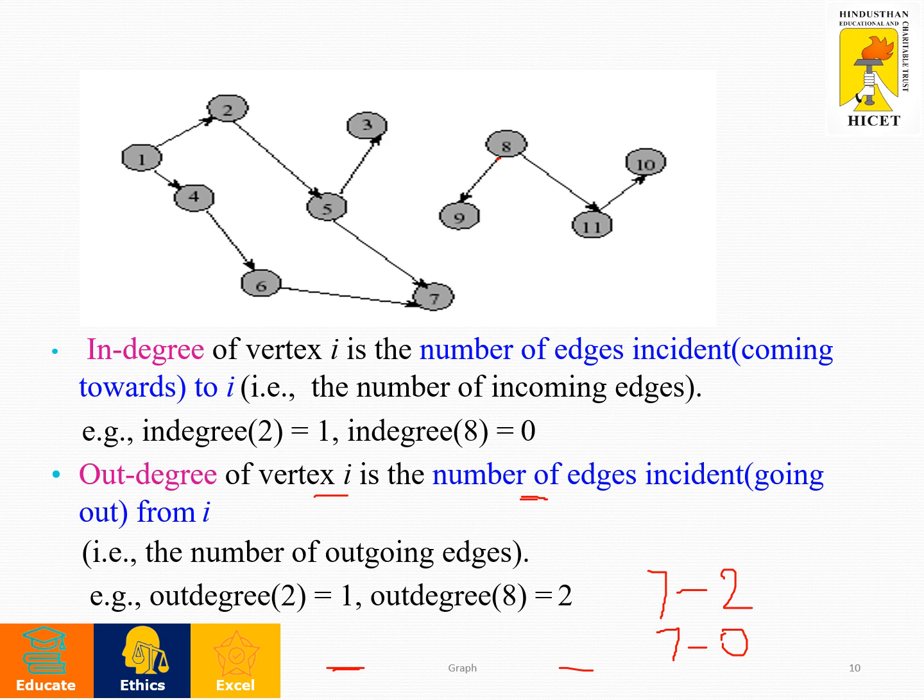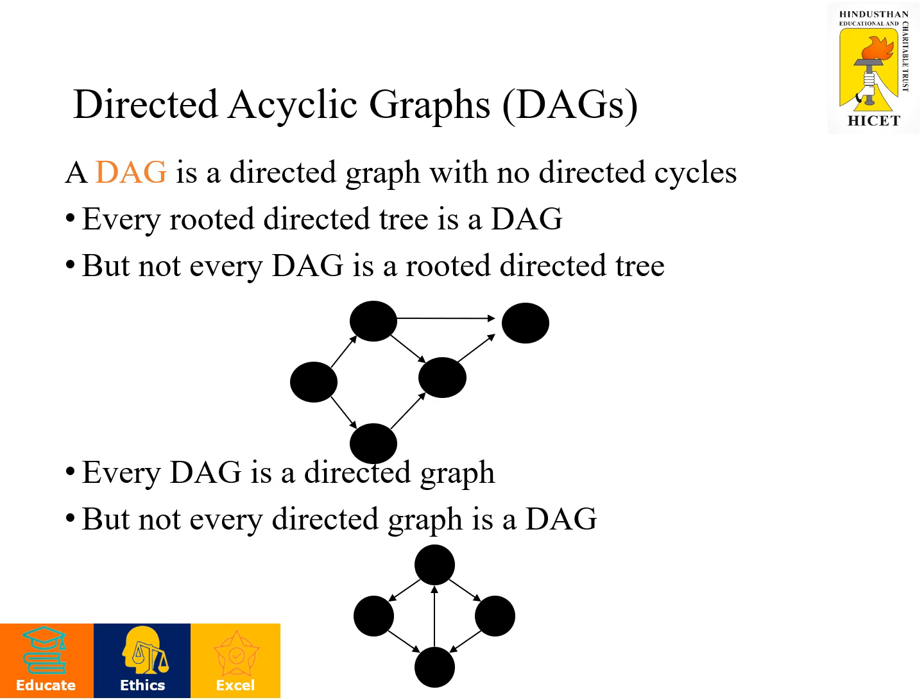So that's a very simple concept of in degree and out degree. And another important one is the directed acyclic graph. A very important graph in this graph topic. And what is this directed acyclic graph? A directed acyclic graph is a directed graph without any cycles in that particular graph. There are no cycles. We already covered the cycles.